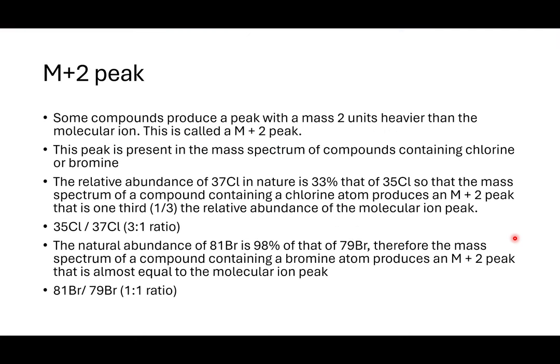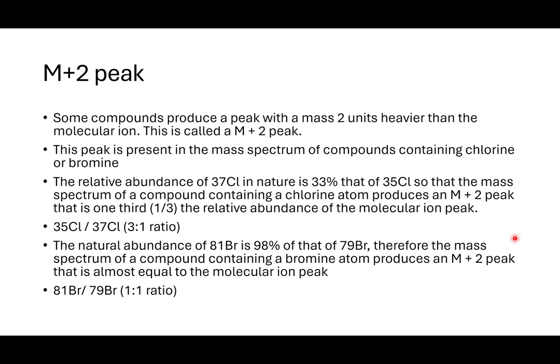Moving to the M+2 peak: some compounds produce a peak with a mass 2 units heavier than the molecular ion. This is called the M+2 peak. This peak is present in the mass spectrum of compounds containing chlorine or bromine. So this is speaking to our halogens now. The relative abundance of chlorine-37 in nature is 33% of that of chlorine-35, so the mass spectrum of a compound containing a chlorine atom produces the M+2 peak.